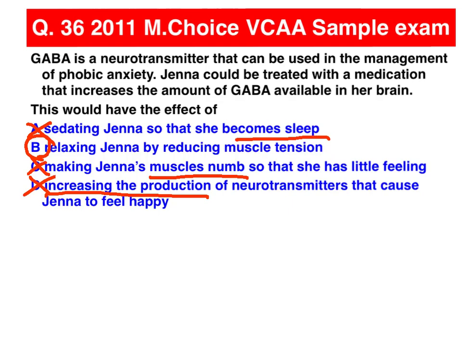The Valium or Xanax or whatever the benzodiazepine is, it relaxes her, it reduces some of her physiological responses to the phobic stimulus, e.g. reduction in muscle tension.